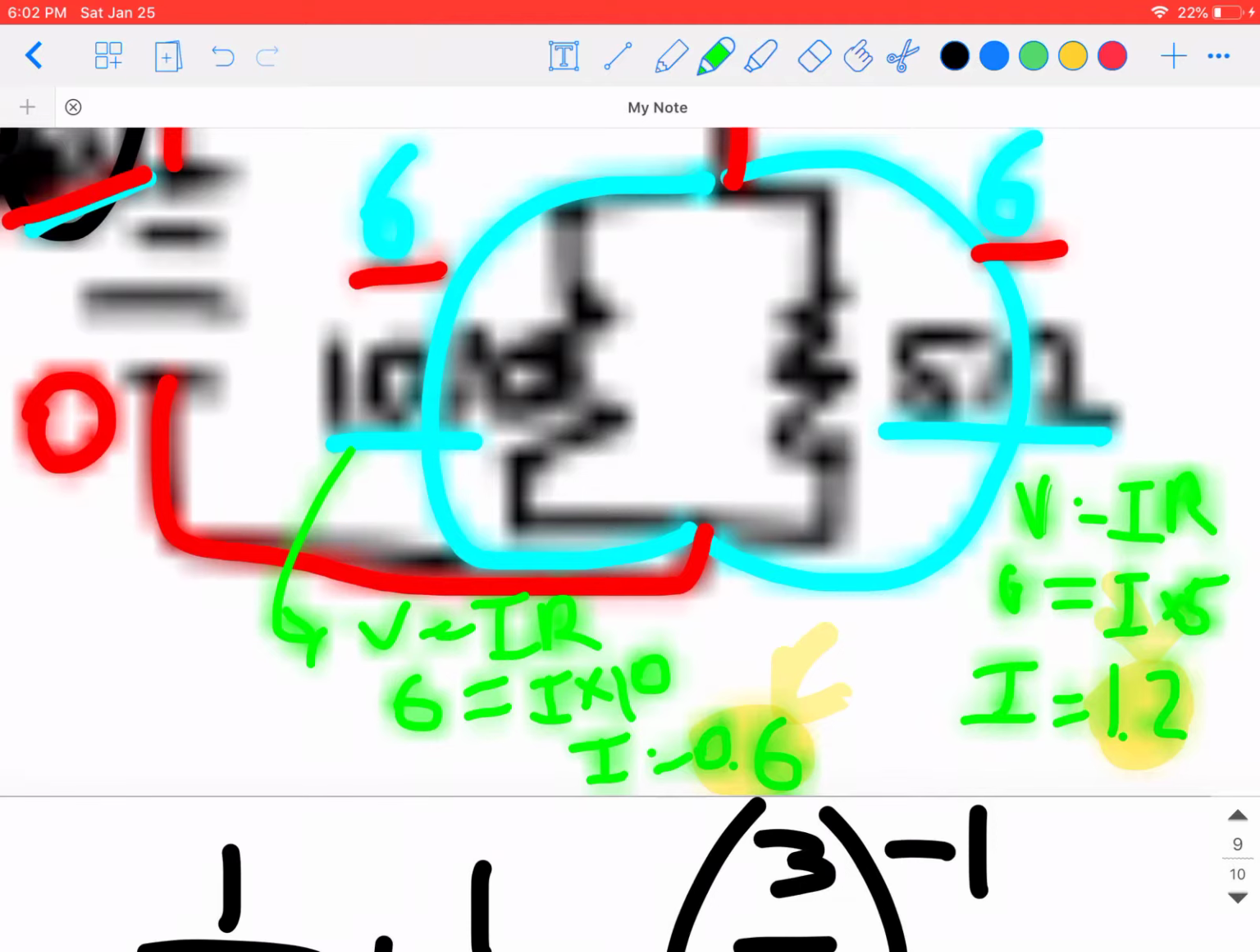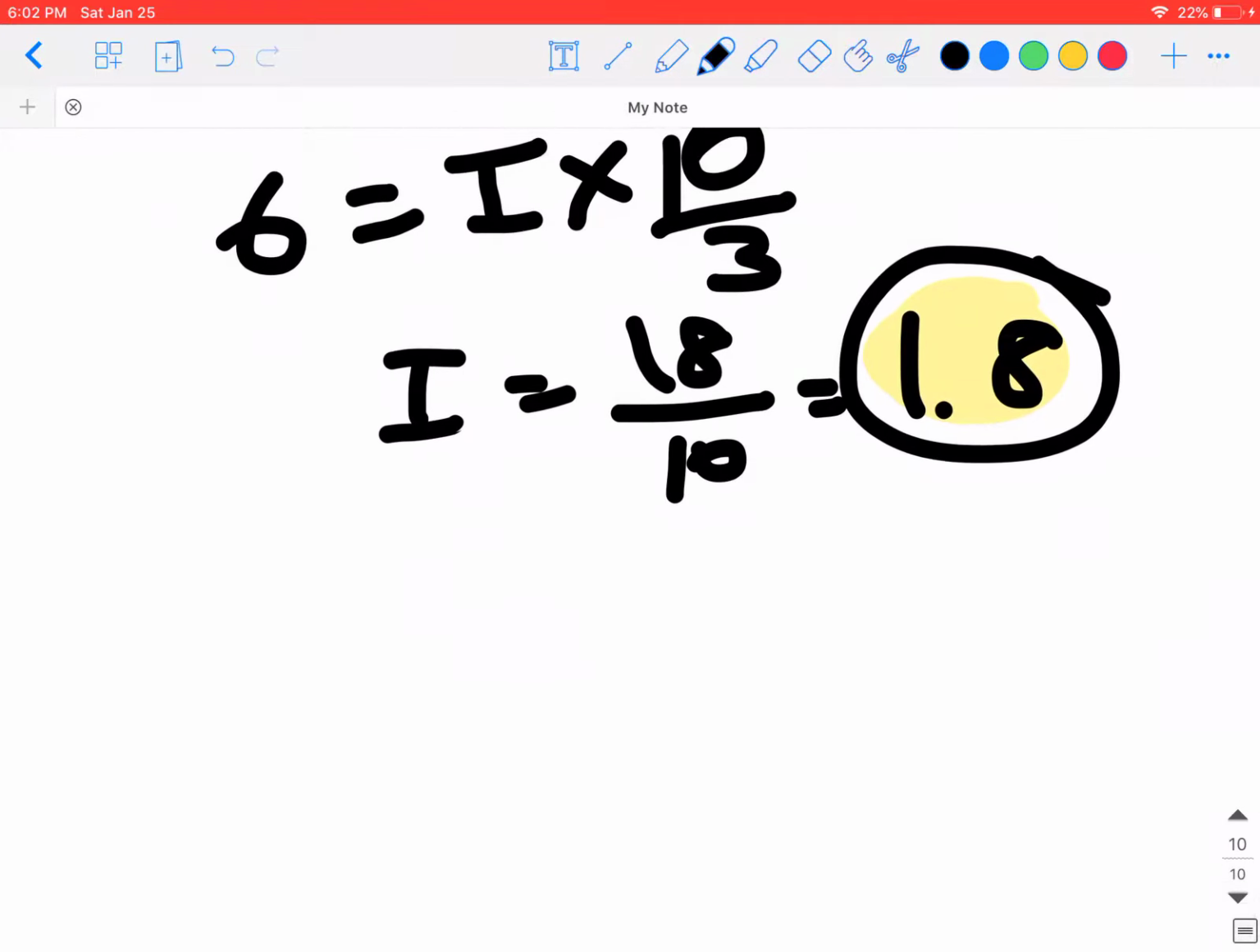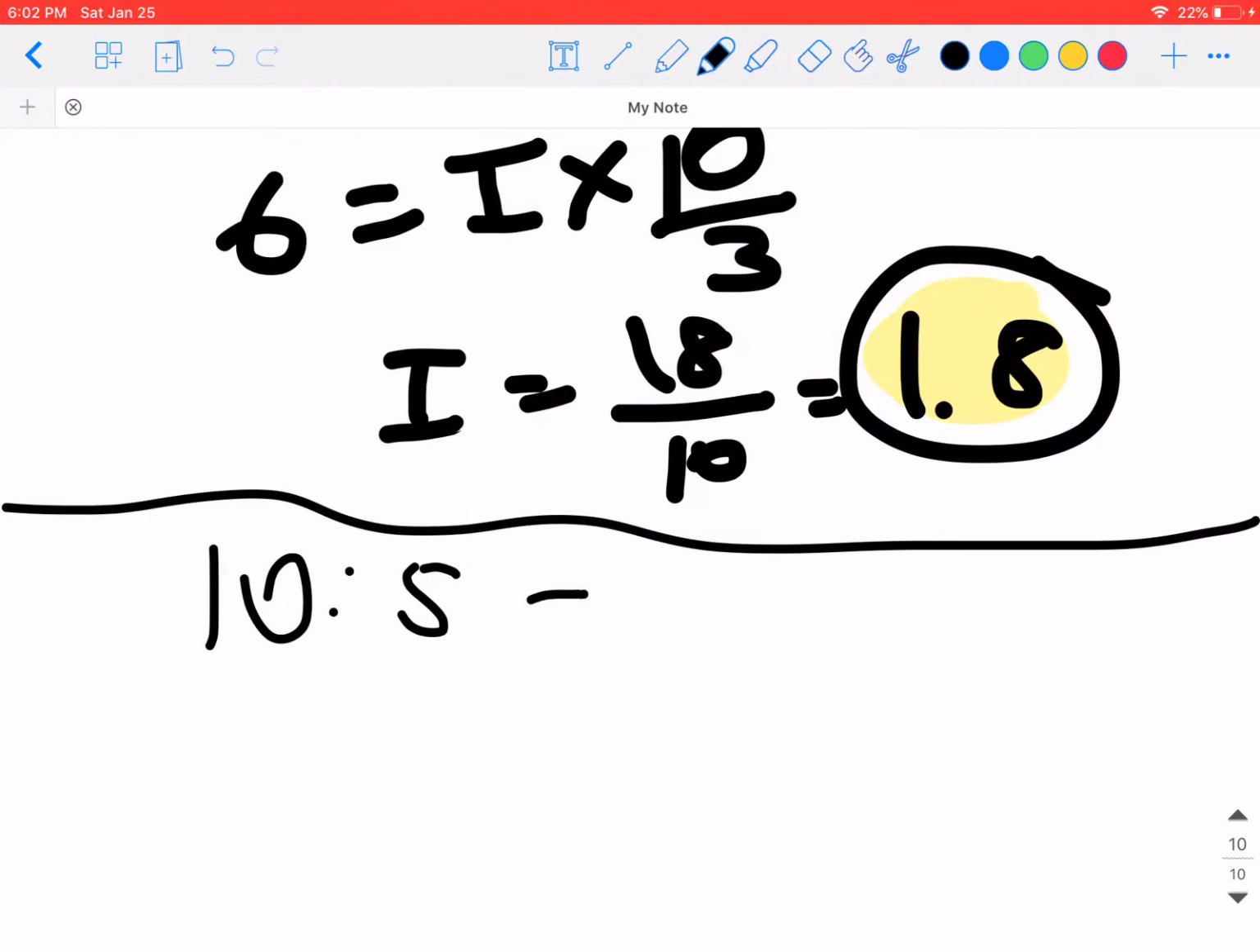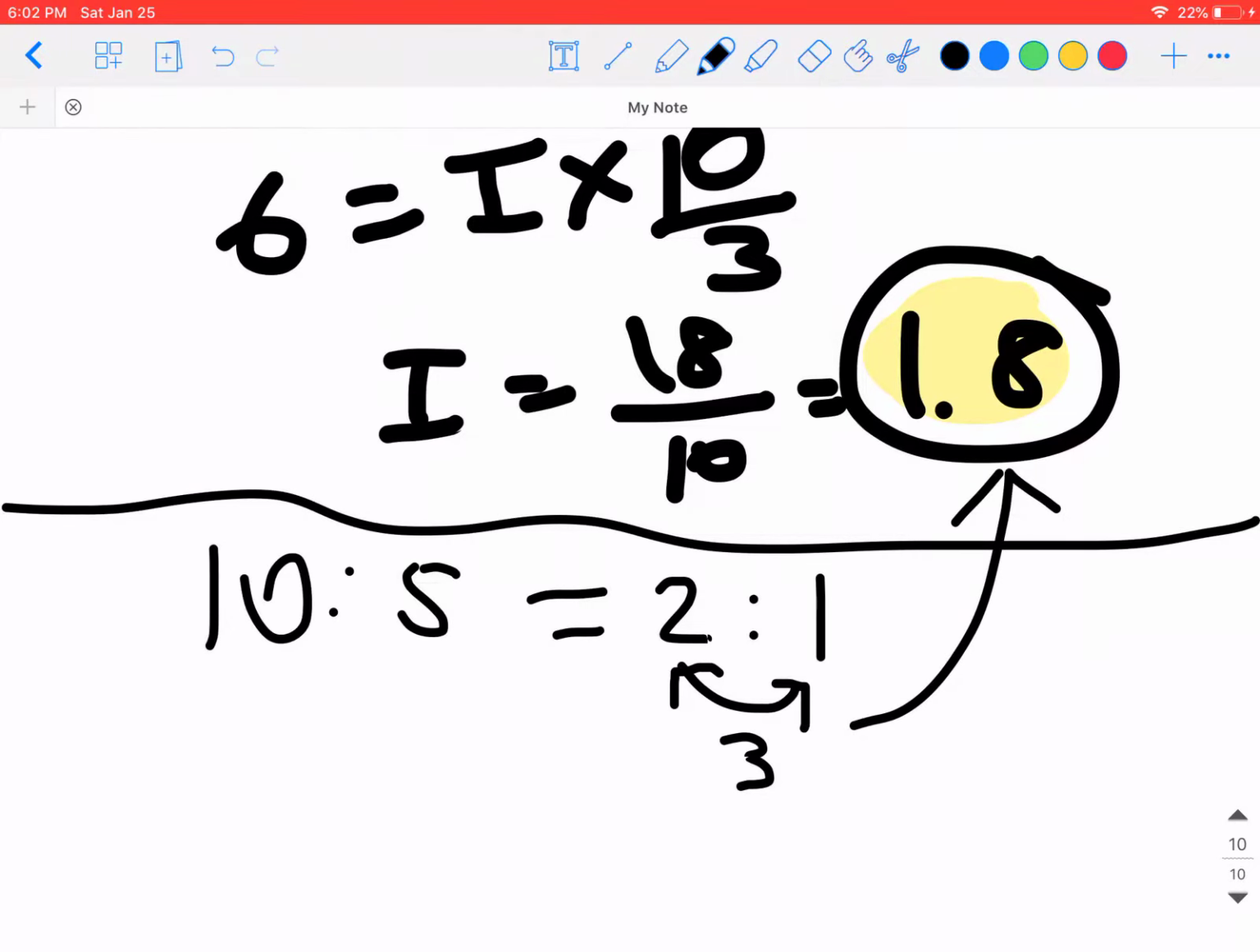So if you have, well, this was 10, and this was 5. What is the ratio of that? 10 to 5 is just equal to 2 to 1. Add these two numbers up after simplifying. It's 3. Divide your total current by that number. 1.8 over 3 is equal to 0.6.